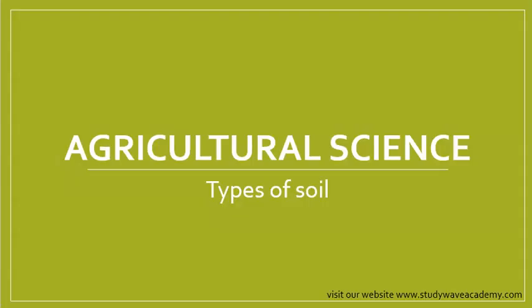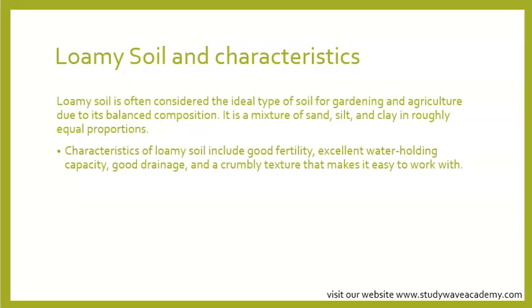Today in agricultural science, we are going to be learning about types of soil. Soil types are categorized based on their composition and characteristics. We're going to be looking at three types of soil: loamy soil, clay soil, and sandy soil. First, we're going to be looking at loamy soil and its characteristics.